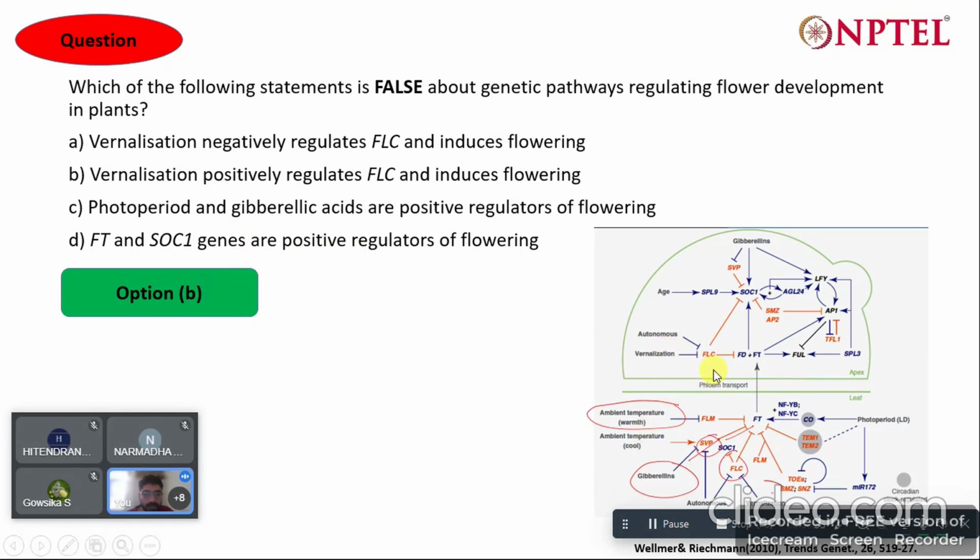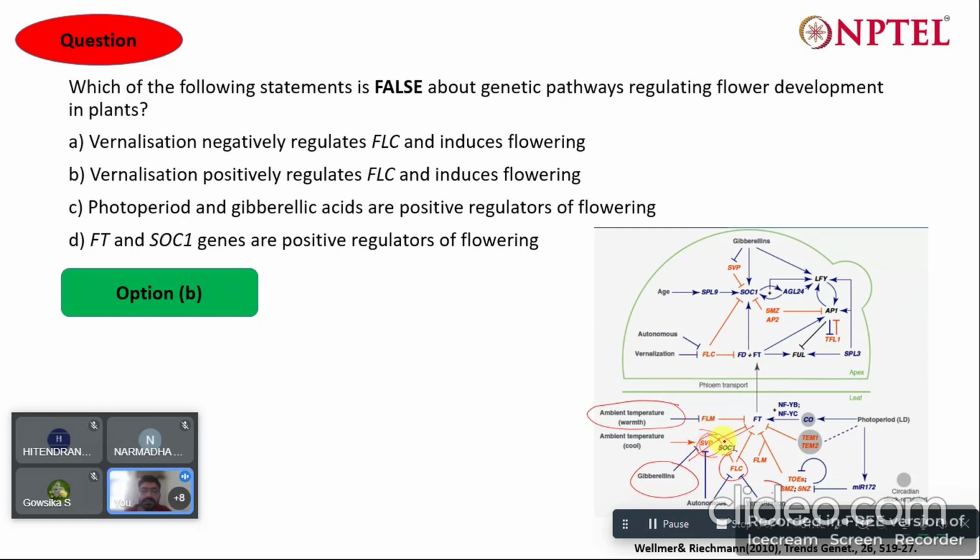Okay, so any doubts in this question? Sir, gibberellic acids are also negative regulators of flowering only, no, sir? No, actually it depends, because as we can see in this figure, the gibberellins are inhibiting SVP, and SVP inhibits FT. It is also context dependent, and generally gibberellins are in support of flowering. That is our positive regulator of flowering.